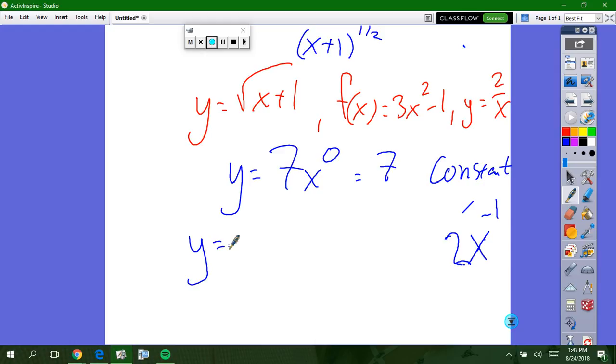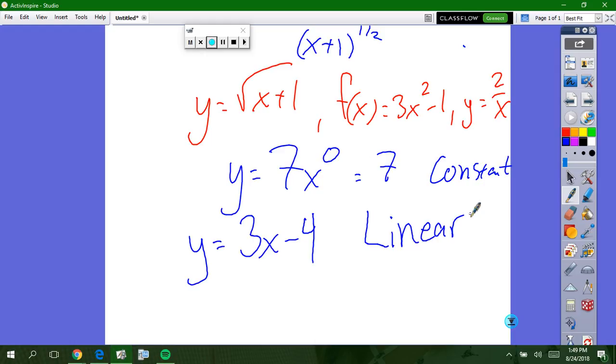Okay, so let's go on. If you need something else, I can help you. What's that called? A linear. Okay, because what's our highest power? 1, right? This is a linear term. This is its constant term. So each part has its own name as well.